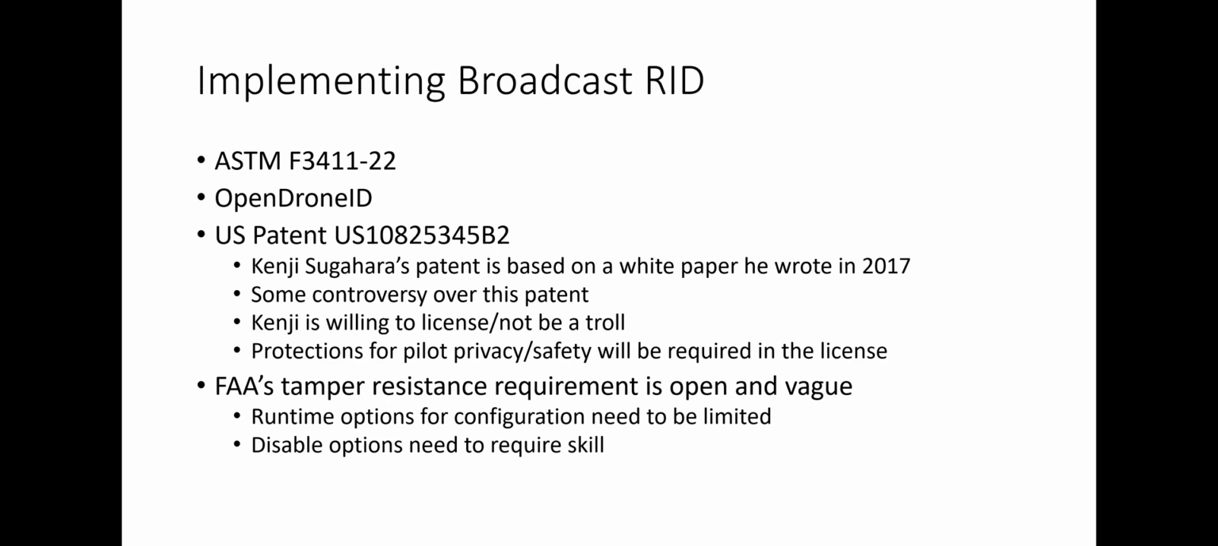Runtime options to disable remote ID should not be allowed. Being able to tamper with the messages at runtime should not be allowed. And to disable it, you need to have skill. So if you were to build a custom version of firmware, that's not under scope for tamper resistance. But if changing a parameter disables remote ID, that is not tamper resistant, if that makes sense.